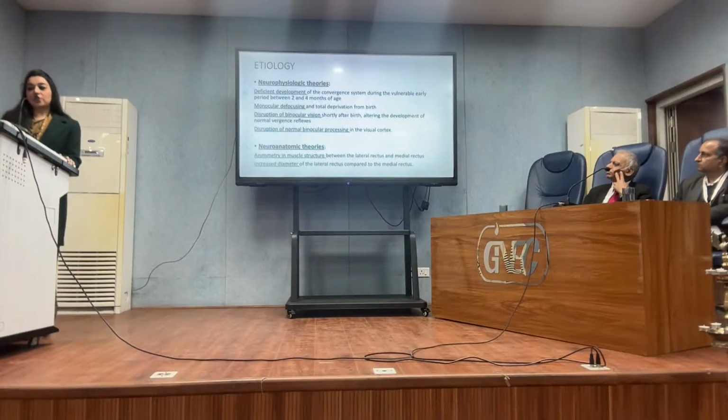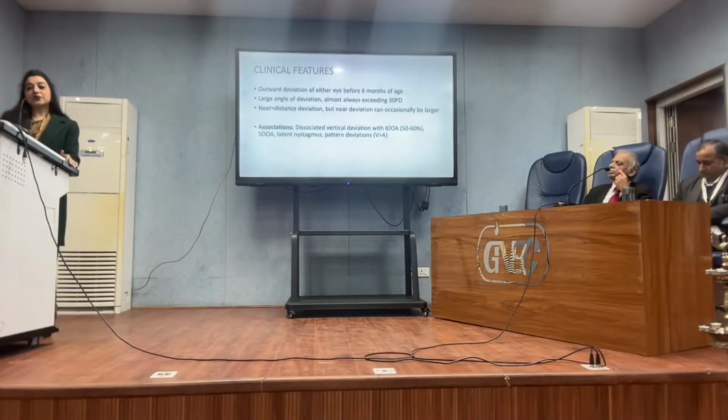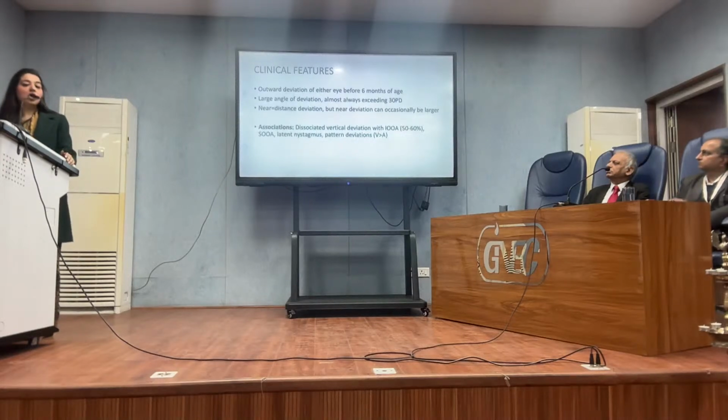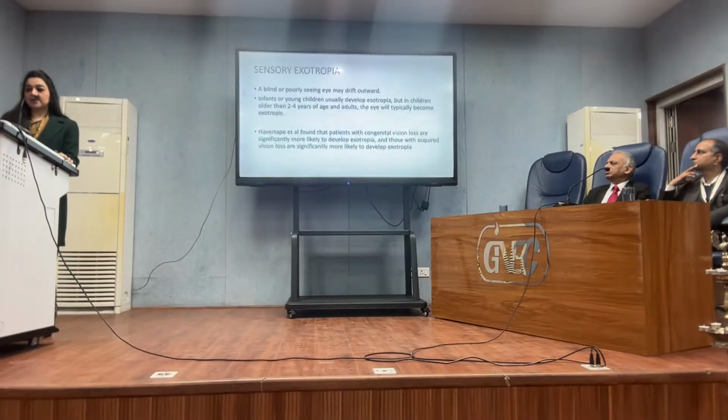Then etiology: neurophysiological and neuroanatomical theories have been given for infantile exotropias. Clinical features: it usually develops before 6 months of age. It's usually a large angle, more than 30 PD mostly, and the near and distance deviation is mostly equal. It can be associated with DVD or inferior oblique overaction.